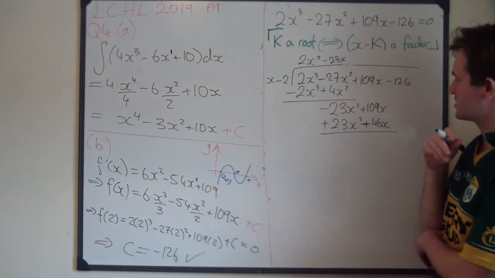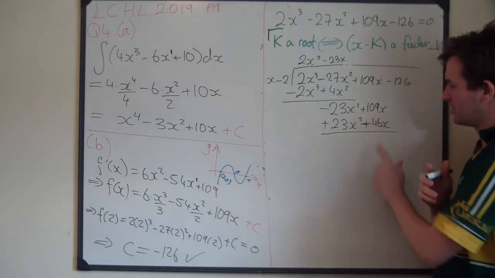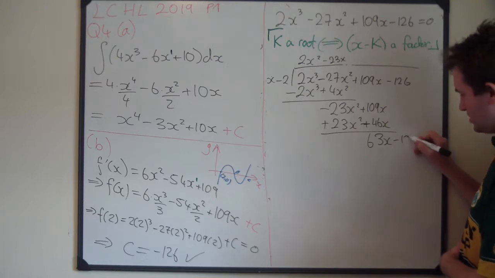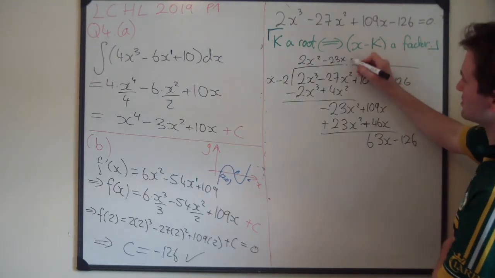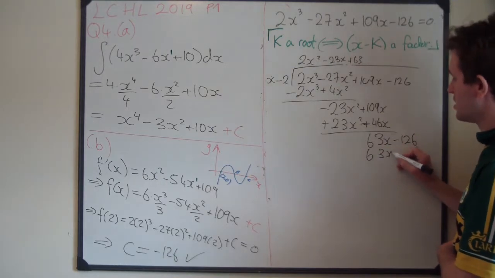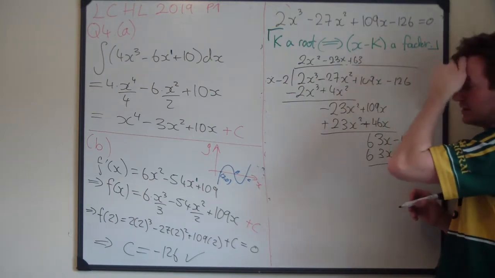109x minus 46, well I see, am I getting 60, what am I getting? 54 and 9 is 63x. Bring down the minus 126, and this goes in exactly 63 times. There has to be a remainder of 0, or else you've made a mistake. The factor theorem guarantees that you get nothing.